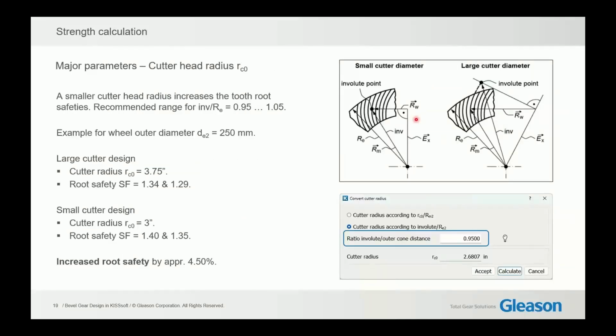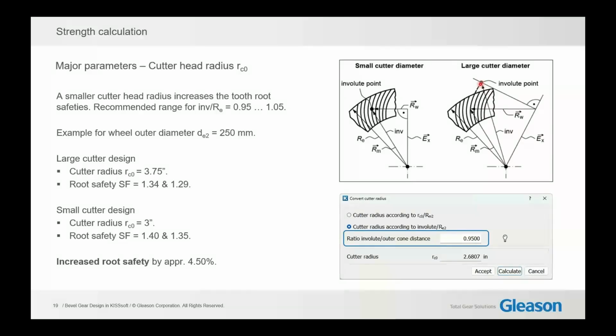The next bevel gear specific effect is the influence of the cutter head radius. Now we need to understand a bit about bevel gear specifics. When we have a bevel gear using a small cutter, the involute point is placed in the middle of the face width. When we use a large cutter, the involute point is placed outside the face width.